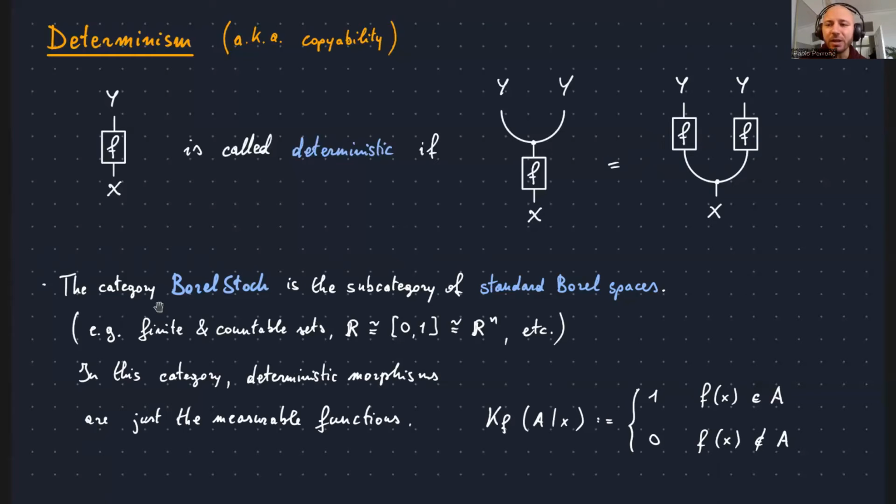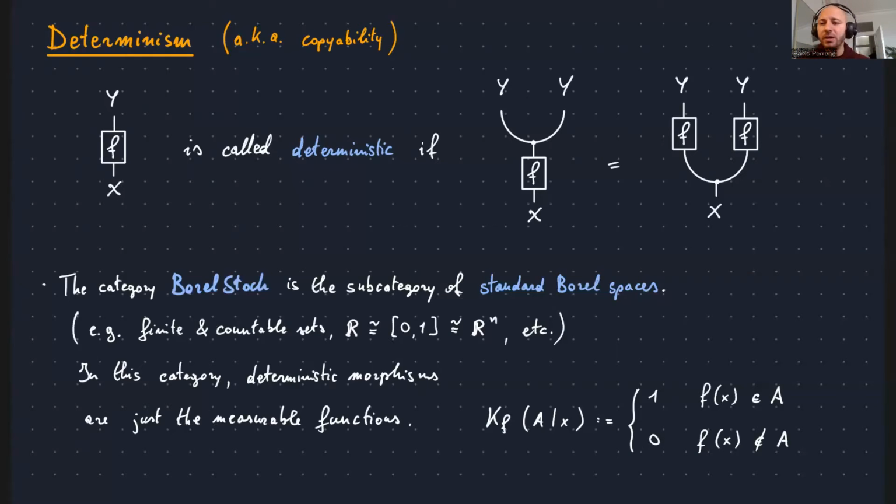So if you take the category BorelStoch, which is the subcategory where the objects are standard Borel spaces, like sigma algebras over Borel sigma algebras of Polish spaces. So these are the spaces where you usually do probability theory in practice, like finite spaces, countable spaces, the real line, Rn, which is actually isomorphic to R as measurable space, the unit interval. So all these are isomorphic as measurable spaces. So all these spaces are standard Borel, and in there, the deterministic morphisms are exactly the measurable functions. So the ones coming from this functor K, remember.